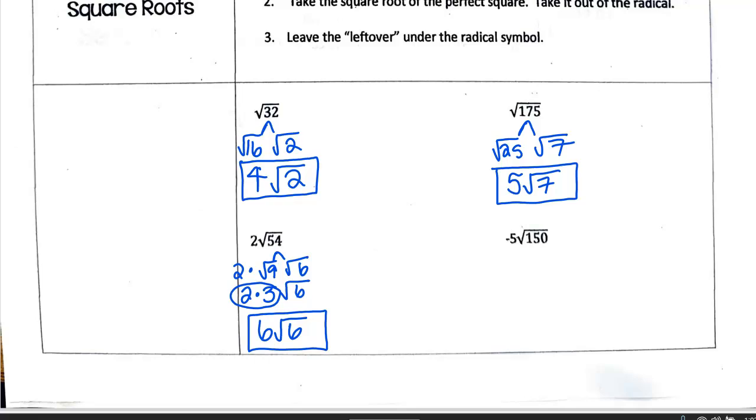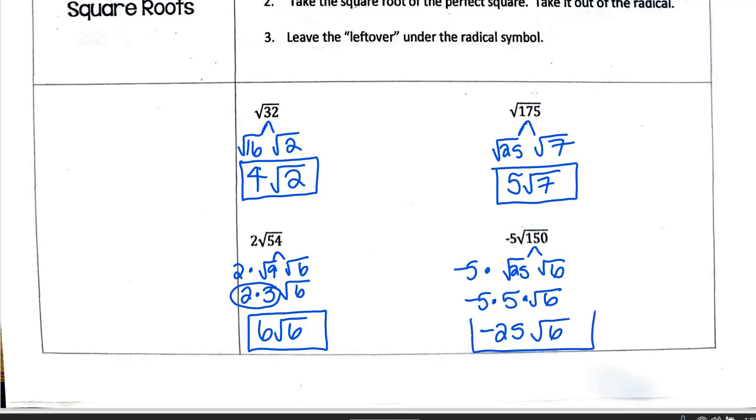All right, let's do our last example. Here's that -5. So whatever we take out of 150 is going to get multiplied by -5. So factors of 150, we're looking at the square root of 25 and the square root of 6, and that's, remember, going to get multiplied times -5. So the square root of 25 is 5. And then let's do -5 times 5, which is -25. And then our leftover 6. So our answer is -25 and the square root of 6.